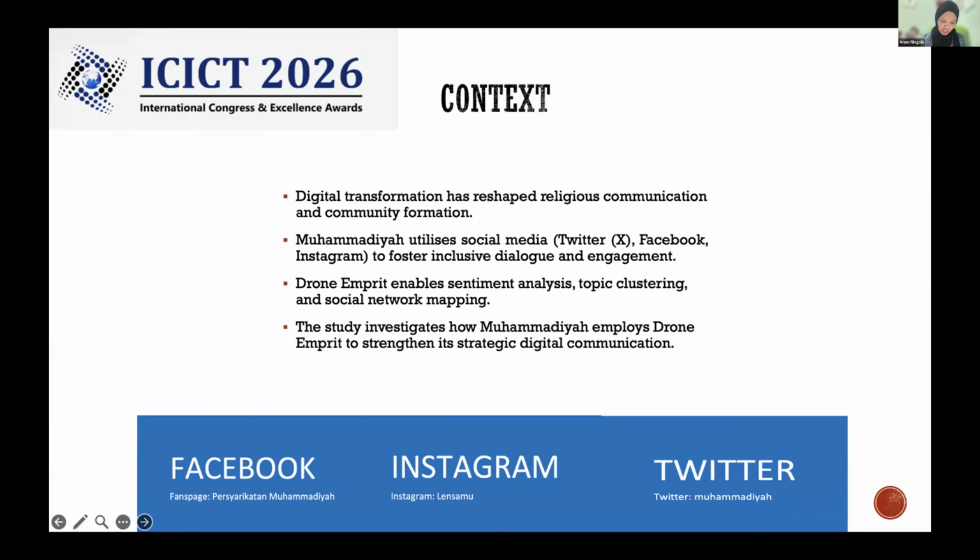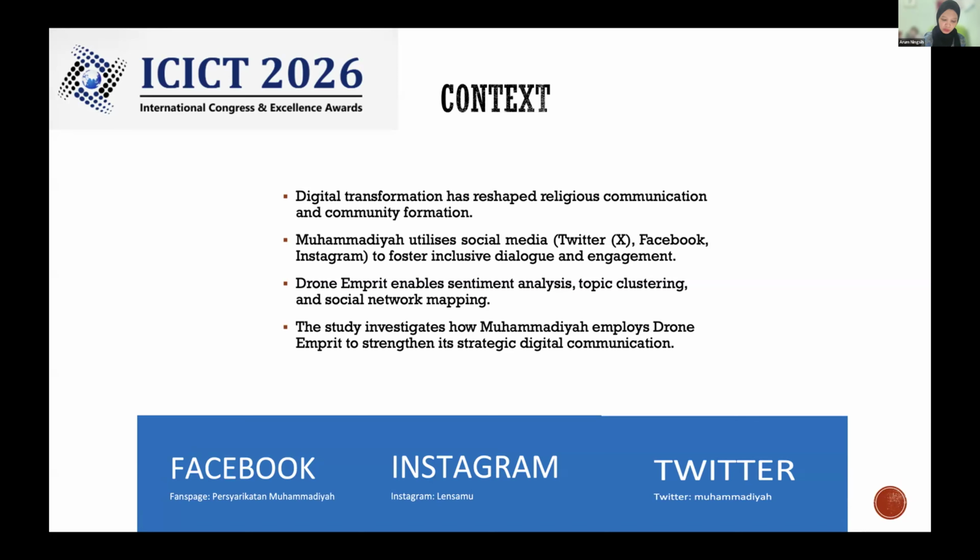Over the past decade, digital technology has fundamentally reshaped how religious organizations engage and construct community. Social media is no longer merely a dissemination tool. It is a space where religious authority, identity, and interaction are negotiated in real time. In Indonesia, Muhammadiyah, one of the largest Islamic NGOs, has adapted to this transformation. Beyond circulating religious messages, they seek to cultivate inclusive and dialogical engagement across platforms such as Twitter or X, Facebook, and Instagram.